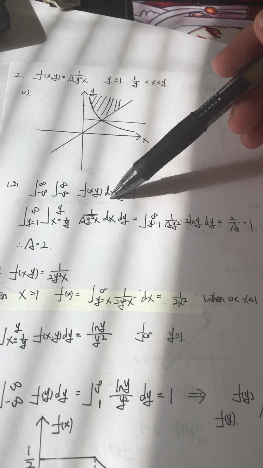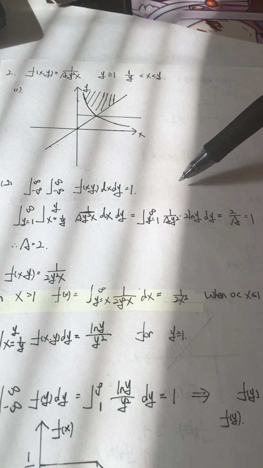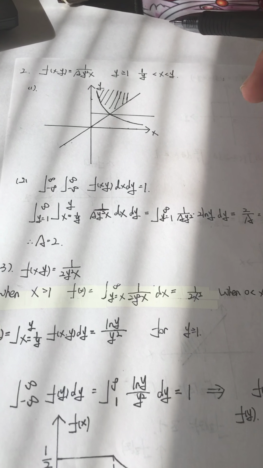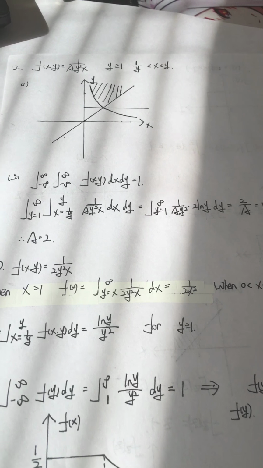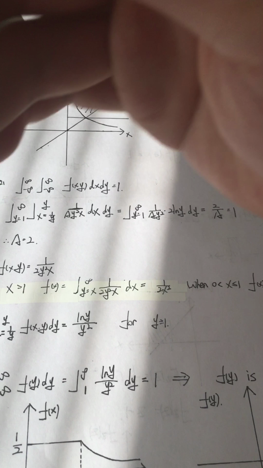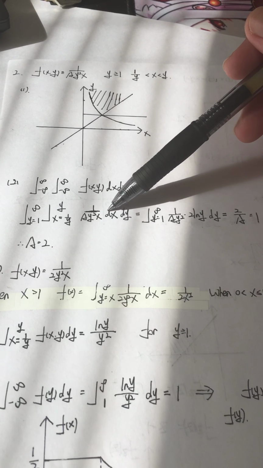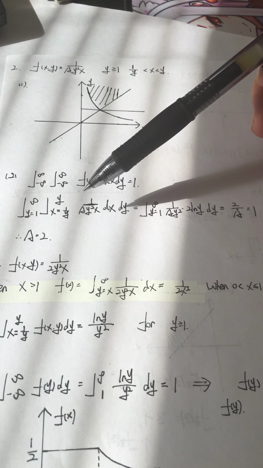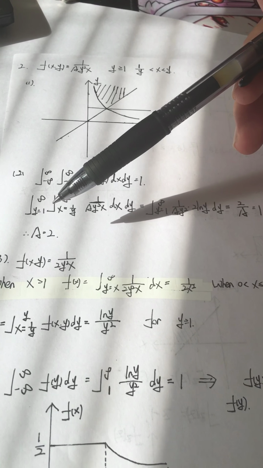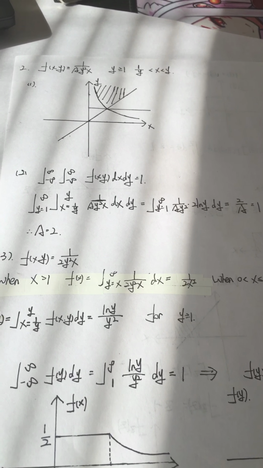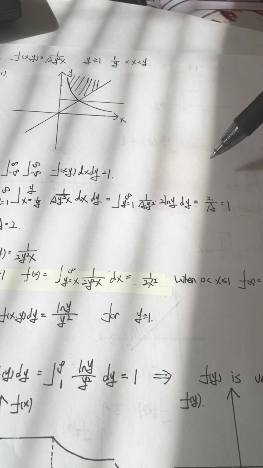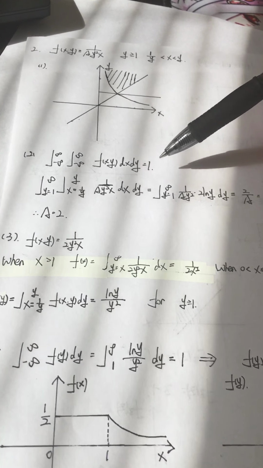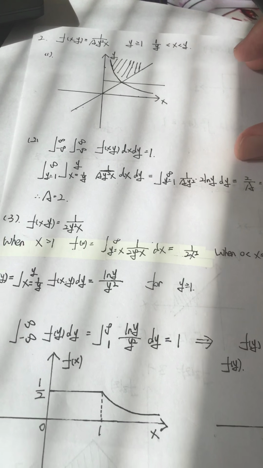Then, to find a so that fxy is a valid joint density function. According to the definition of the joint PDF of xy, integrate the PDF of xy from x equals 1 over y to y, and from y equals 1 to infinity. We can get that the outcome is 2 over a. It must be 1, so we can find out that a is 2.